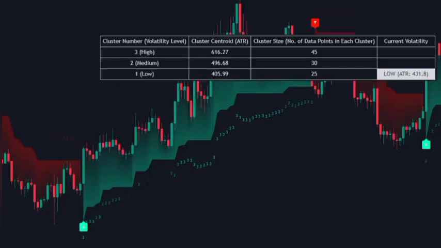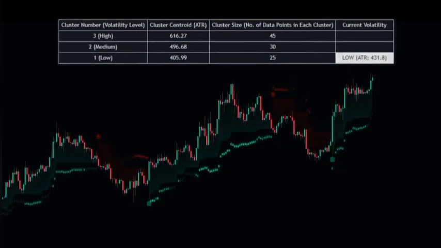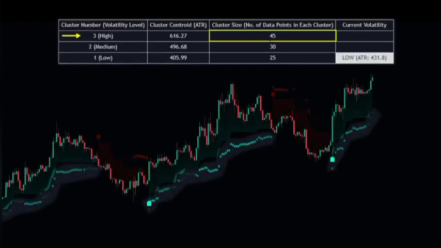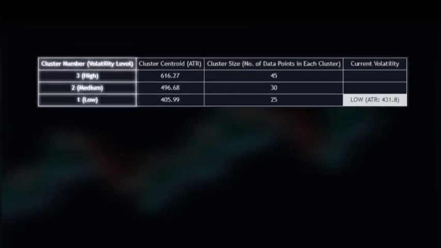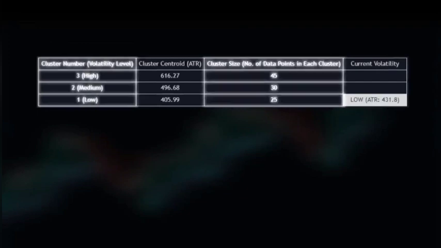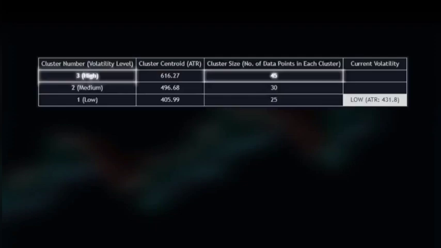Here's something fascinating. Within the past 100 bars, you can see exactly how often each cluster appeared. Cluster number 3 occurred this number of times, cluster number 2 occurred this number of times, and cluster number 1 occurred this number of times. When you're actually using this indicator in your trading, you need to consider both the volatility level and the cluster size. An ideal scenario would be to focus on the highest volatility level with the largest cluster size.